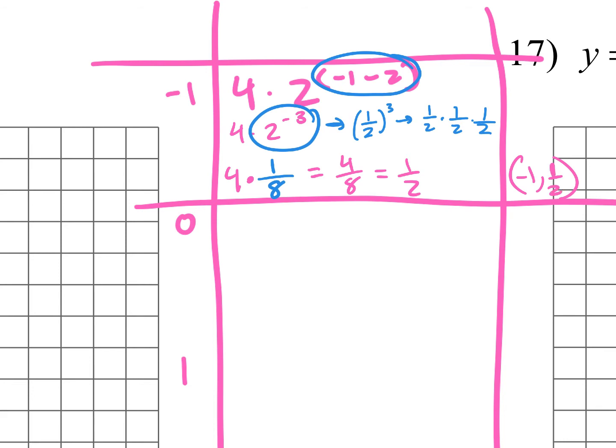-1, 1/2. It flips it. So you could either do the negative first, or we could have cubed it first. So 2 to the third power would be 8, and then we flip it to 1/8.